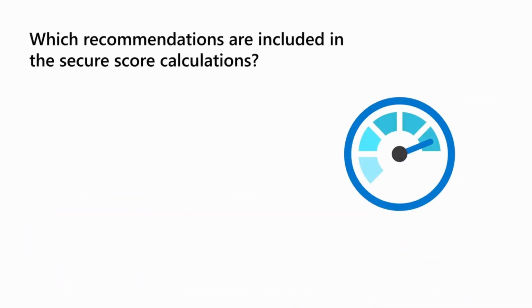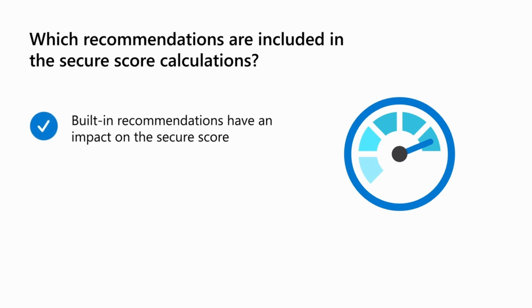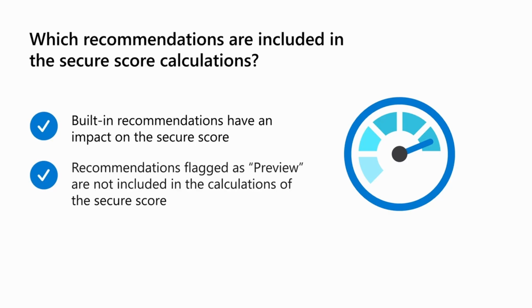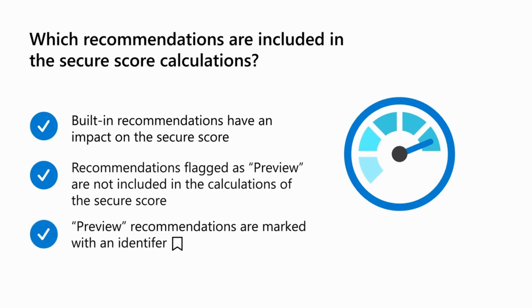Let's understand how recommendations affect the secure score. Only built-in recommendations impact your secure score. These are the ones that contribute to the calculation of your overall score. Recommendations flagged as preview do not contribute to the secure score calculations. However, it is still essential to address them whenever possible. These recommendations will start contributing to your score when the preview period ends. Preview recommendations are marked with an identifier to distinguish them from the recommendations that directly impact your secure score.